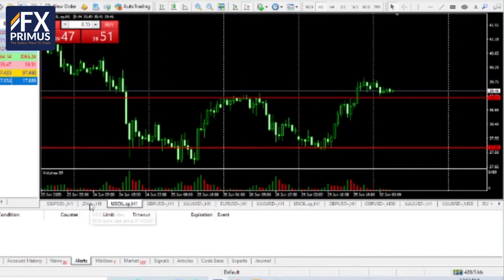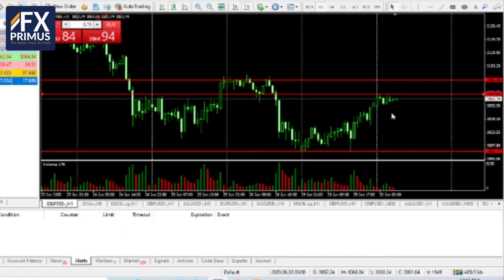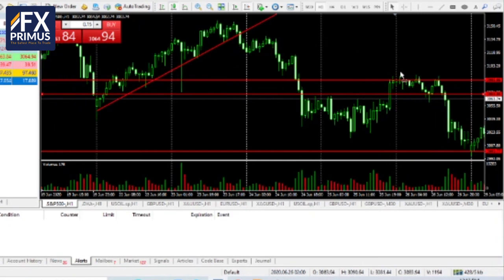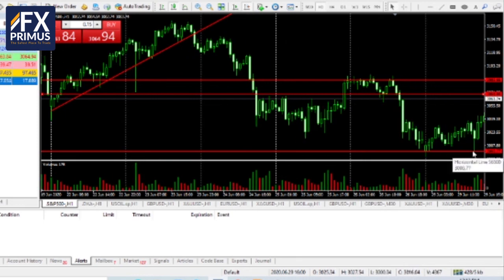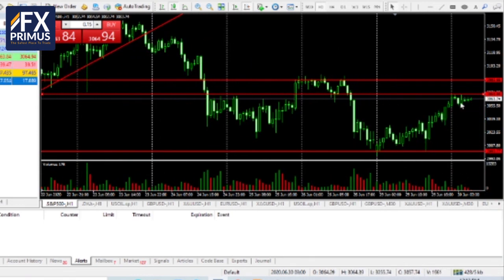Okay, and let's have a quick look at the S&P 500. The S&P 500 for yesterday also managed to find very good support at the 3,000 levels over here. The prices came back down to test the 3,000 levels before rebounding back and ending the session strong.